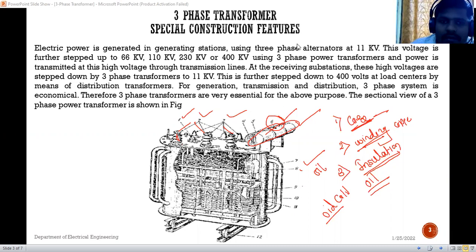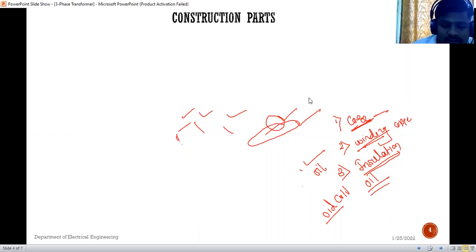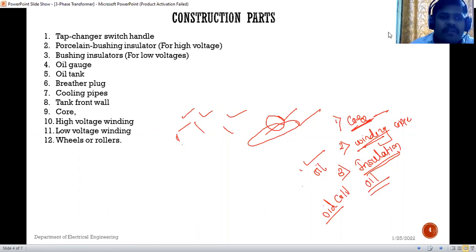Now see here, the construction part of this three-phase transformer is shown. See, this is the big transformer, and there is a tap changing switch handle provided. What is tap changing? What is the meaning of tap changing? Can anyone?